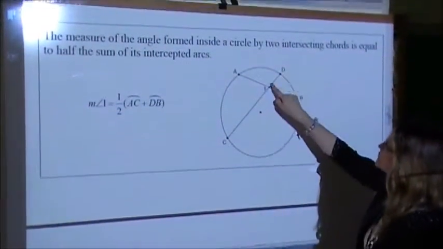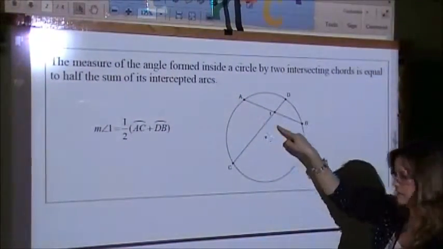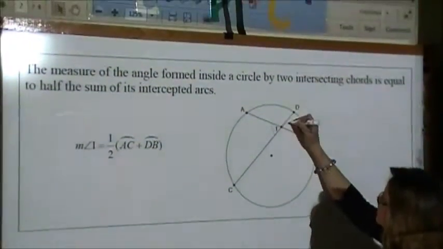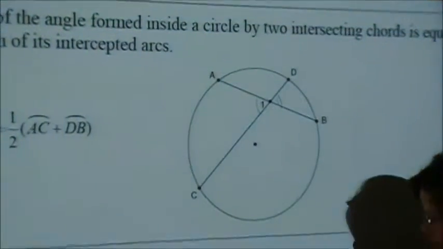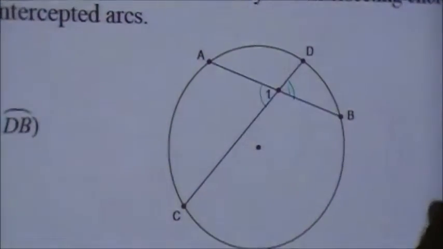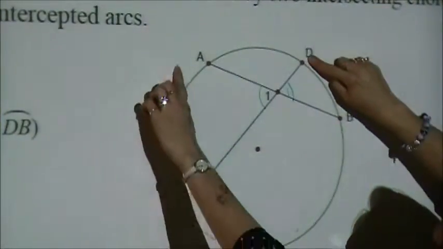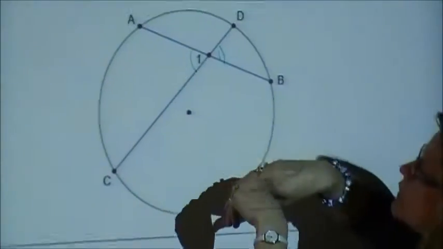If you notice, we have two chords, and they intersect. It makes an X. You guys should recognize, oh, there's vertical angles in this picture. You're 100% correct. If that's labeled angle 1, that one's also angle 1. There's vertical angles. But these vertical angles make two arcs, and there's a relationship between these arc measures and the measure of that angle. And here's how it goes.